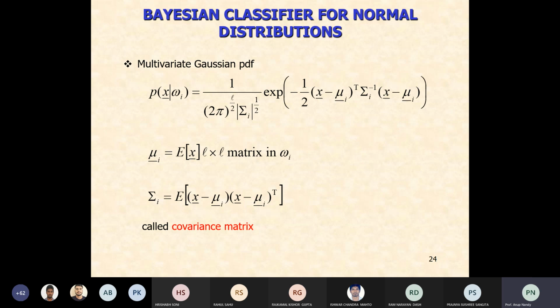Now this multivariate Gaussian PDF formula is f(x), or p(x|w), equal to 1 by root over (2 pi) to the power m. Here m is not what is written; here it is written as L. L is the L dimension.